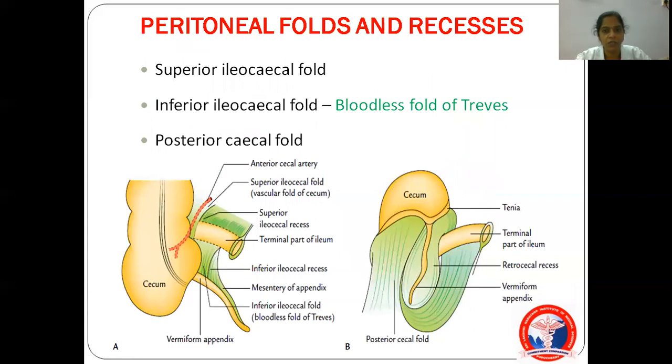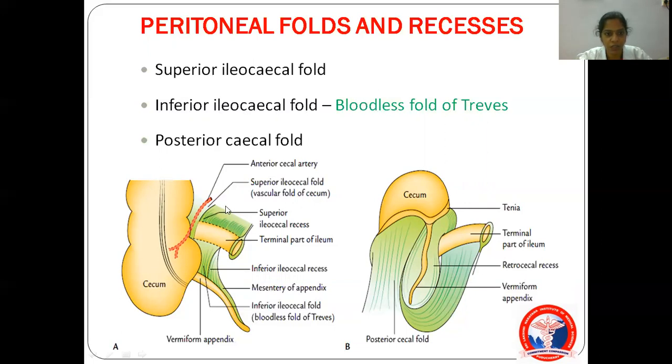Now, the cecum is covered by peritoneum. So we can see folds of peritoneum. Because of those folds, under them we will have spaces. Those spaces are called recesses. Near the cecum, we have three peritoneal folds: the superior ileocecal fold, inferior ileocecal fold, and posterior cecal fold. Under these three folds, there will be spaces. They are called recesses.